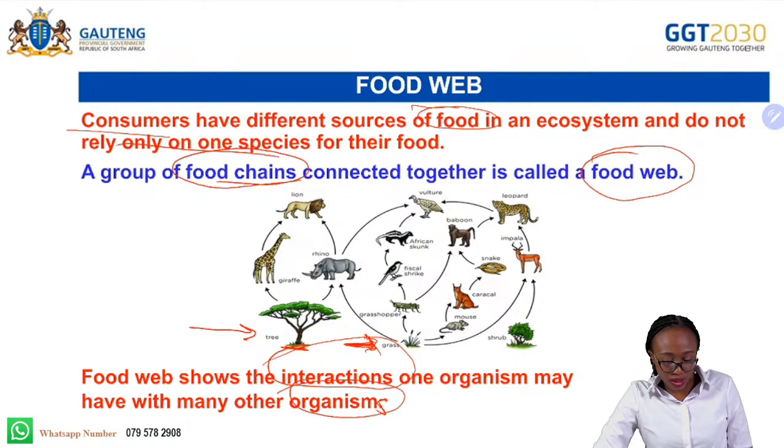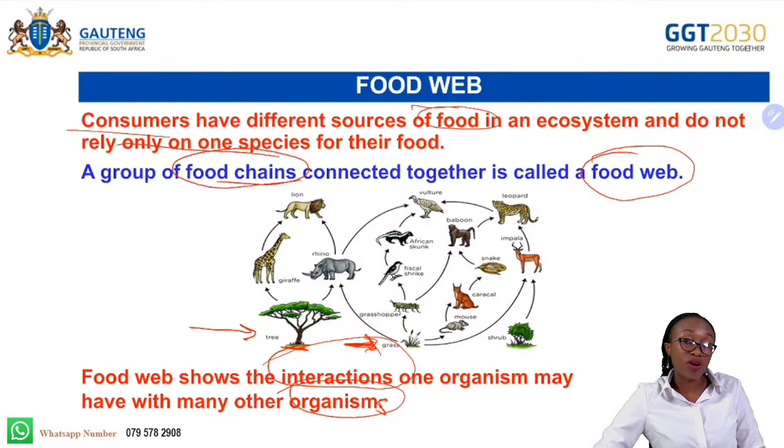Now, still on the grass. If the grass is eaten by a grasshopper, then the grasshopper is eaten by a fiscal shrike. The fiscal shrike then gets eaten by an African skunk, and then the skunk dies off and its dead body is devoured by a vulture. There is a fourth food chain. 1, 2, 3, 4. Now we have 4 food chains.